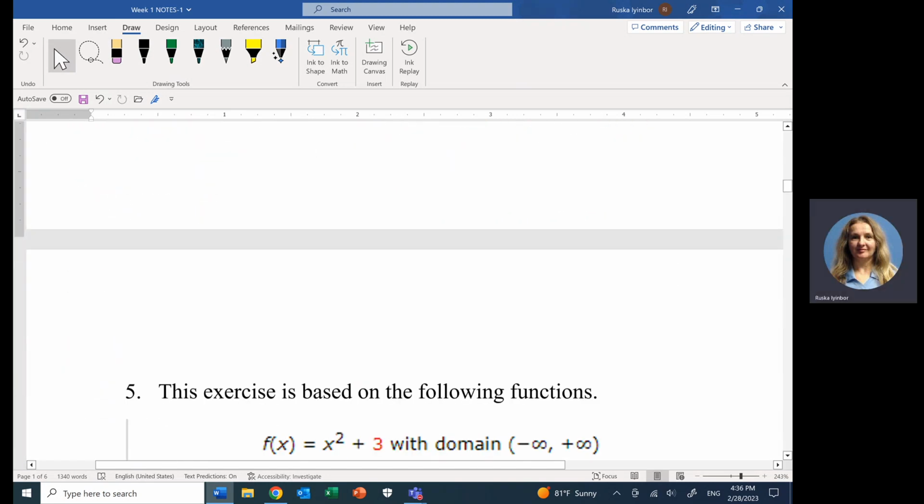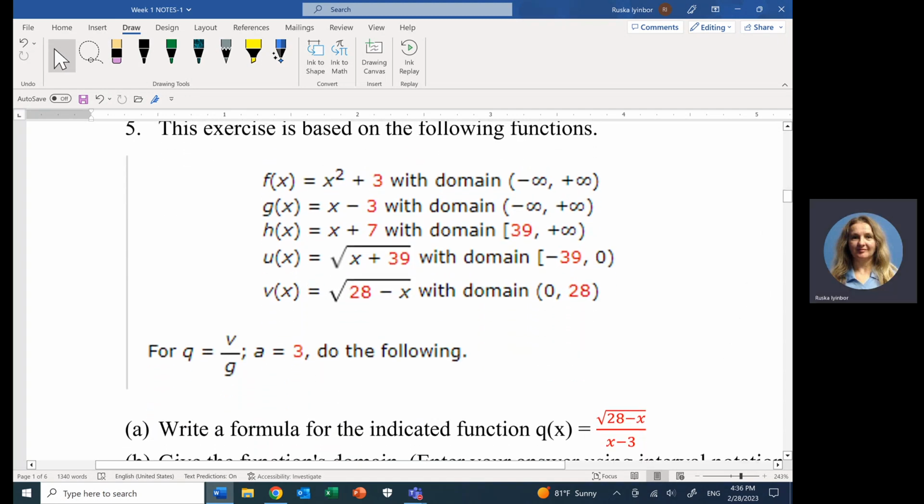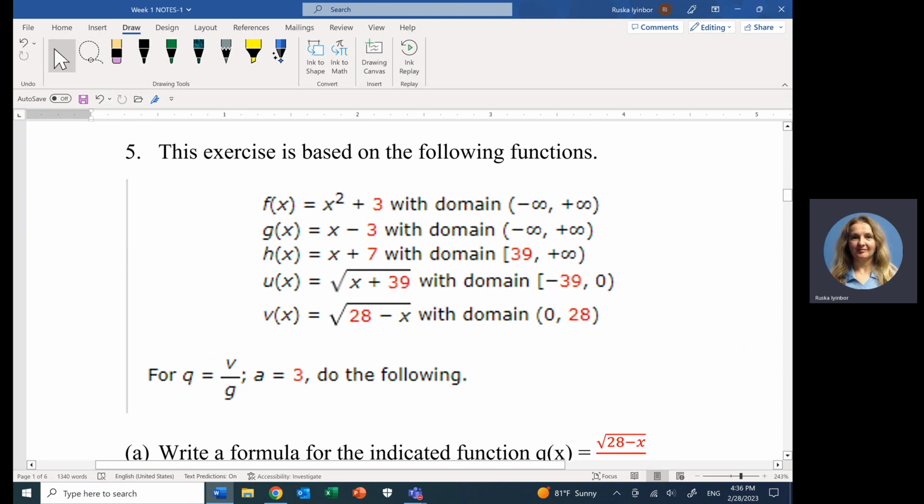The next question is number 5. And we have all these different functions given. We have functions f, g, h, u, v, all the functions. They give us the function, they give us the domain of all the functions. And what you need to do is we need to find the function q, which is v over g. And also you have to replace x with 3, but we'll do that later. So first, we're going to write the equation.